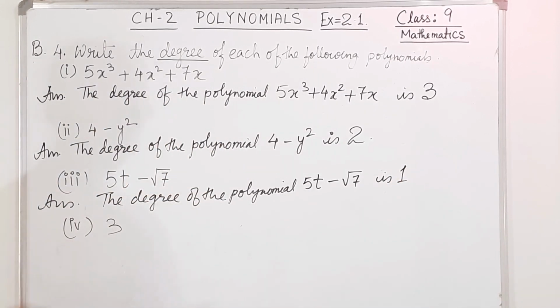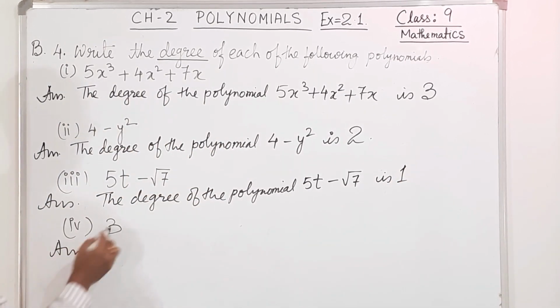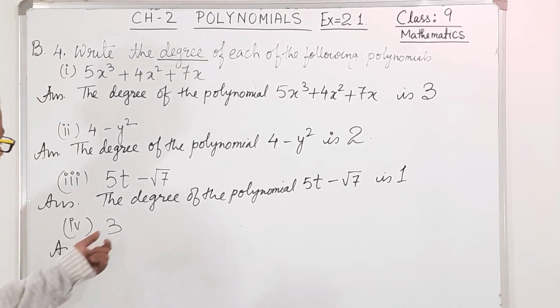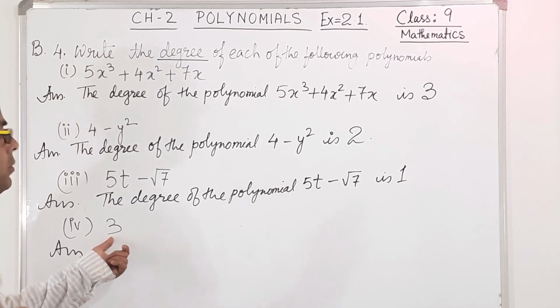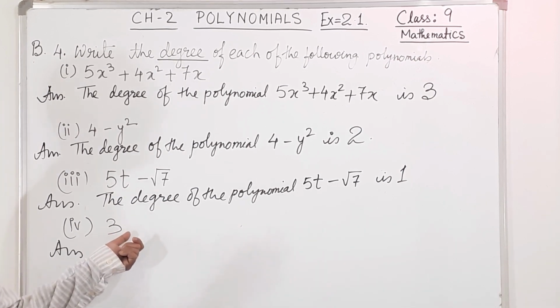Now the last one, Roman 4, 3. 3 means what? It is a constant term, or forget about constant term. 3, nothing, no alphabet. Then what is the degree?